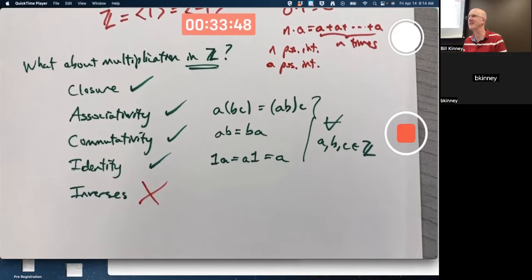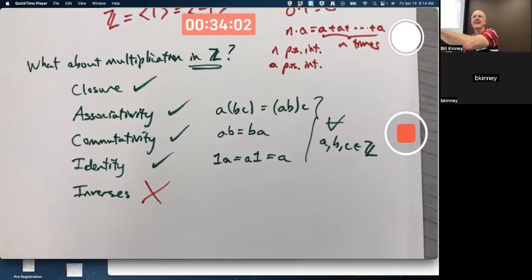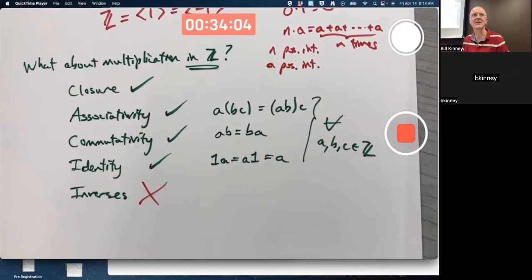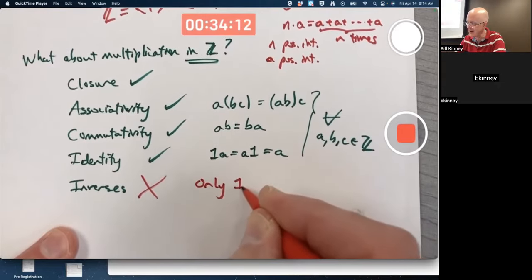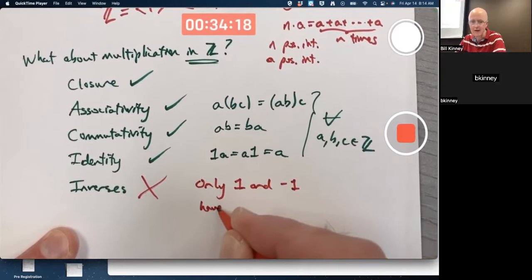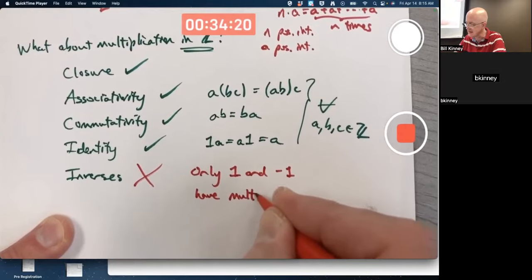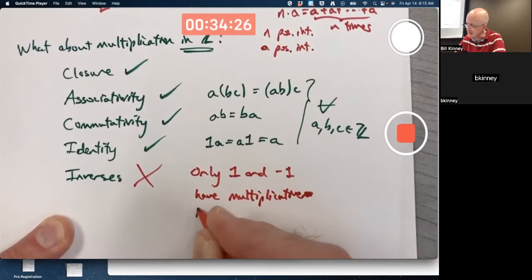Only 1 and -1 have multiplicative inverses. No other integers do in the integers, right? 4 doesn't have a multiplicative inverse in the integers. It does in the rationals, 1/4. But 1/4 is not an integer. Only 1 and -1 have multiplicative inverses. Multiplicative inverses.